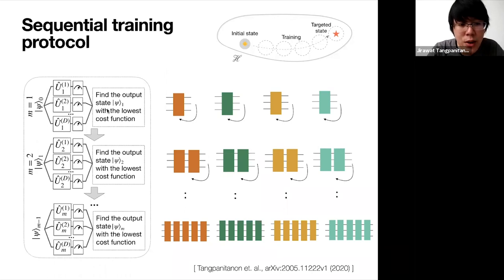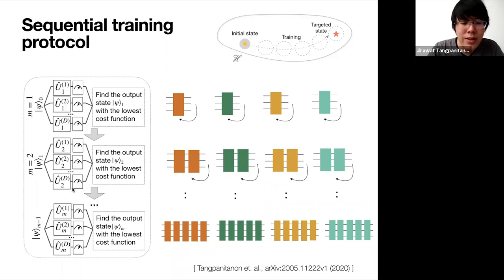You make a measurement, calculate the cost function, and then you come back and try another unitary measure, come back, and you do this a few times. Then you choose the best one, move to the next layer, and do the same. So you sequentially grow your answer this way. It is inefficient because in each step we throw away a lot of unitaries that we realize. We only pick the best one.